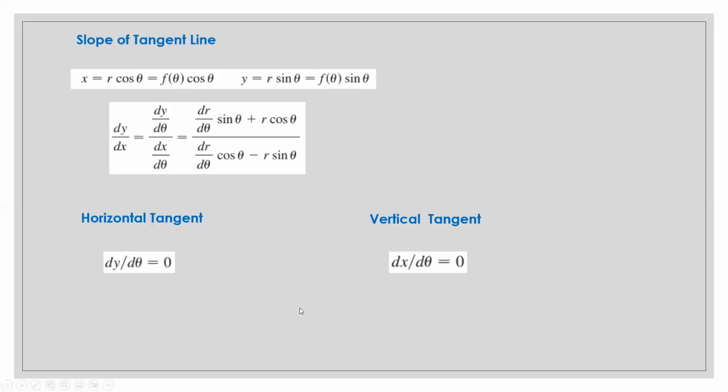So how do we find the slope? In order to get the tangent line, the first thing we need to know is how to find the slope of the tangent line, right? So we use our basic definition: x equals r cosine theta and y equals r sine theta. And then we know dy/dx is the slope. So dy/dx we can rewrite as dy/d theta over dx/d theta, right?